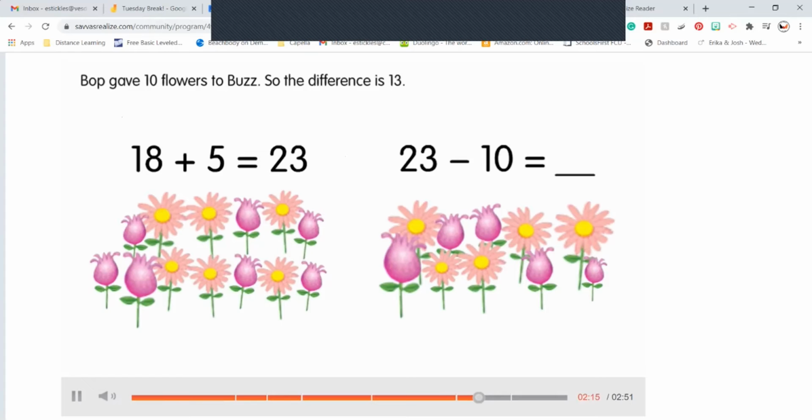Bop gave 10 flowers to Buzz, so the difference is 13. Now he has 13 flowers.